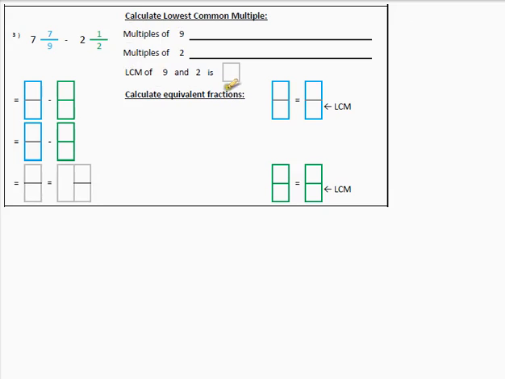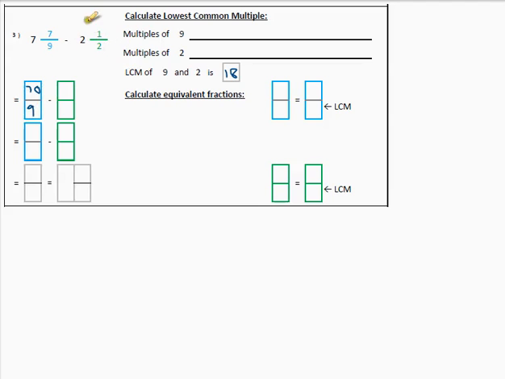Now you go on your own, quickly pause the video and work out the lowest common multiple of 9 and 2. Okay, hopefully you got 18 there. Yeah? Did you? Okay. We've got that, but first, before we can do that, we have to change the 7 and 7/9 to an improper fraction. Okay, so it's 7 times 9. What is that? 63 plus 7 is 70. And it goes back on the 9. Okay, so we've got an improper fraction.